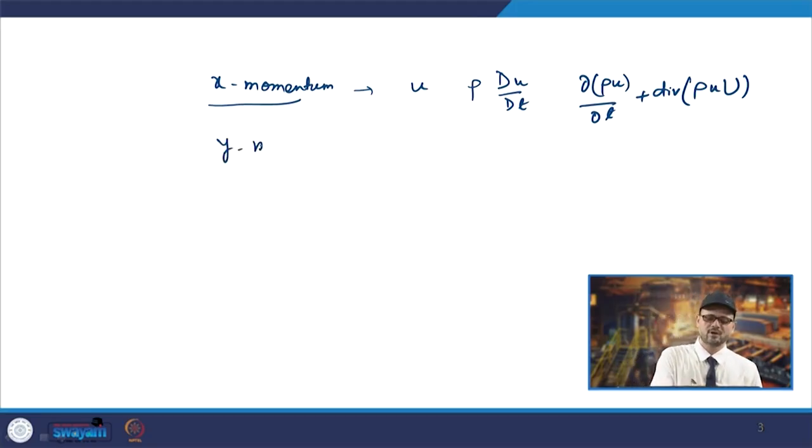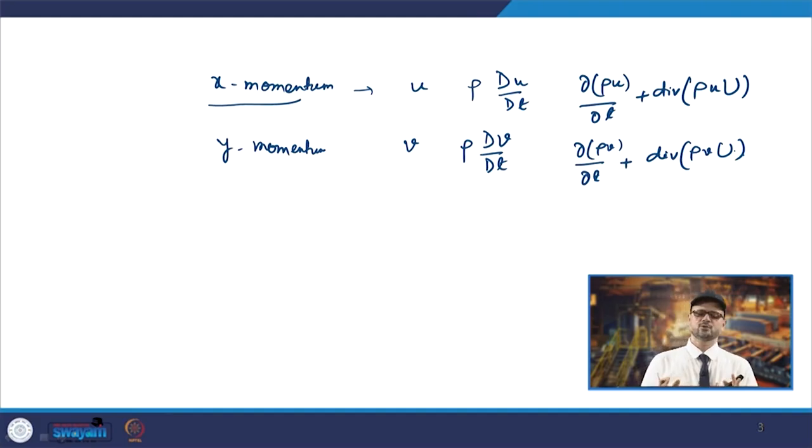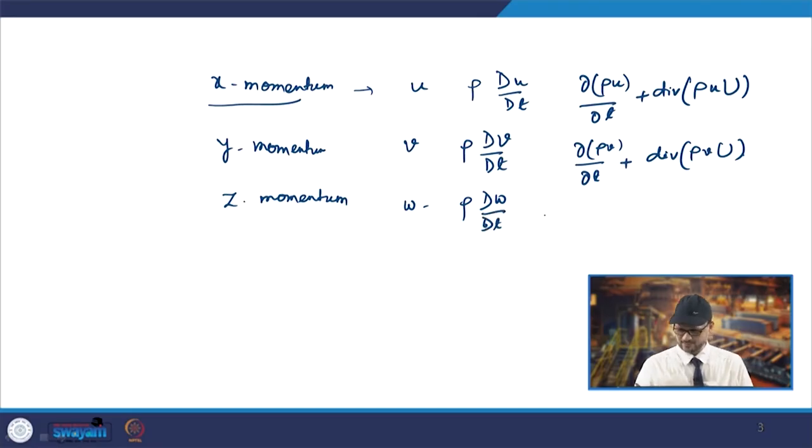Similarly, for the y momentum the velocity component is v. So you will have the total derivative rho dv by dt, and that comes as dou of rho v by dou t plus div of rho v u. In the same way you will have the z momentum equation, in which you have w, so it becomes rho of dw by dt, equal to dou by dou t of rho w plus div of rho w u.